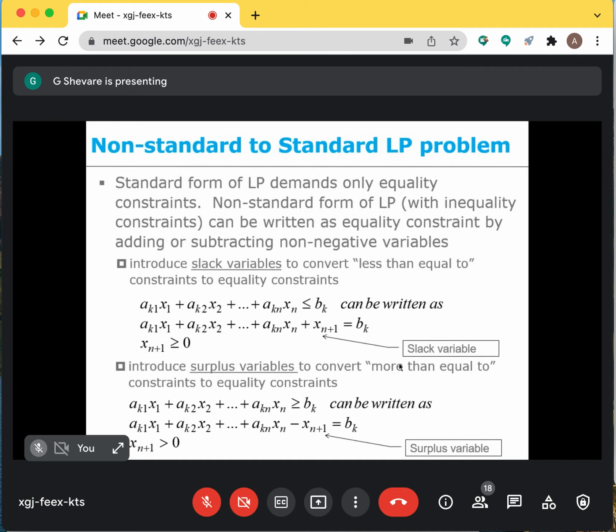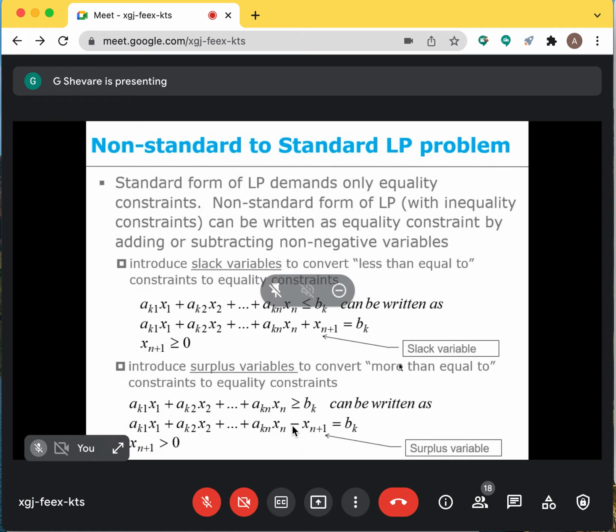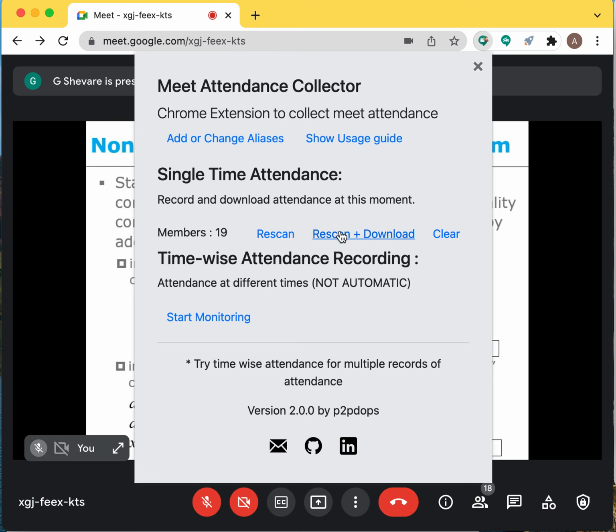Note that x_{n+1} necessarily is positive as required by the standard form of linear programming, and the number of variables now has gone up by 1. Earlier, the number of variables was only n, but I have added one more variable, x_{n+1}. So the number of variables has gone up by 1. This was the case when we had an inequality less than or equal to.